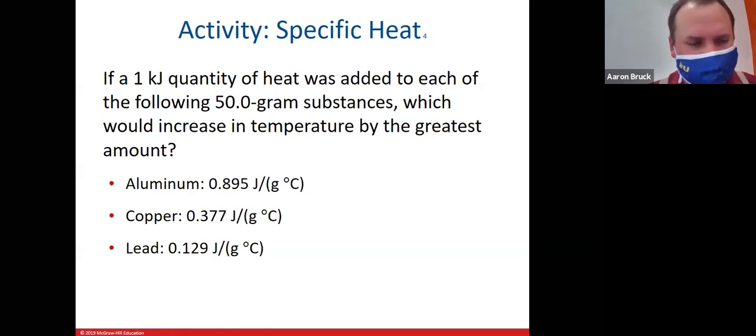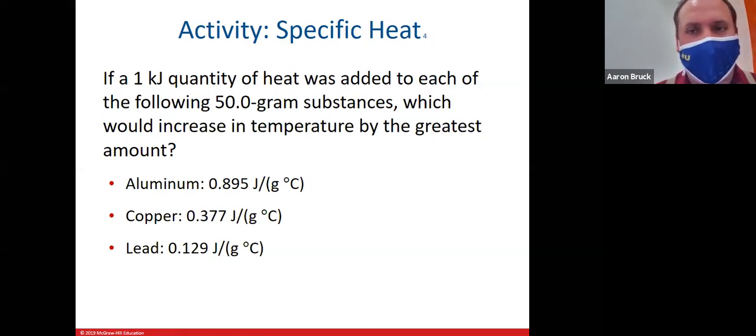All right, this is our last question regarding specific heat. Then we're going to talk about one other concept related to heat transfer. If a kilojoule of heat is added to each of these substances, each of them in 50-gram quantities, what would increase by the greatest amount in terms of temperature? Would it be aluminum, copper, or lead?